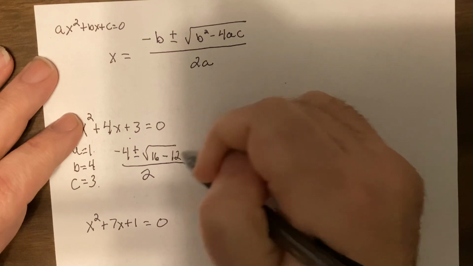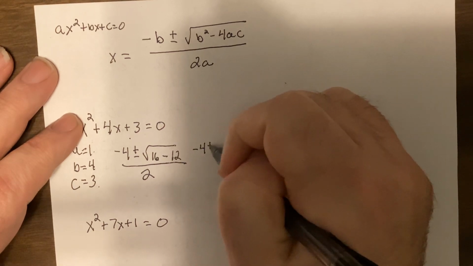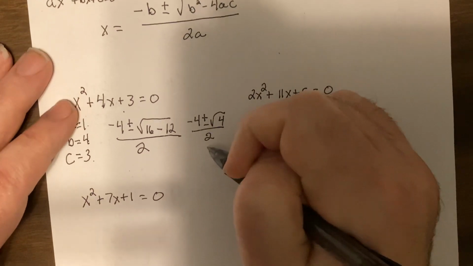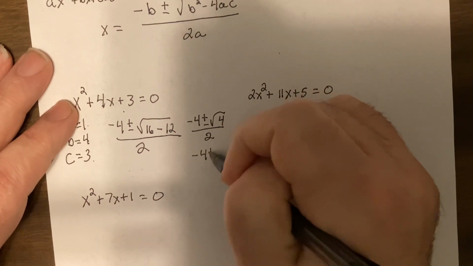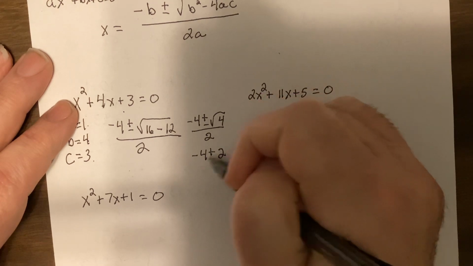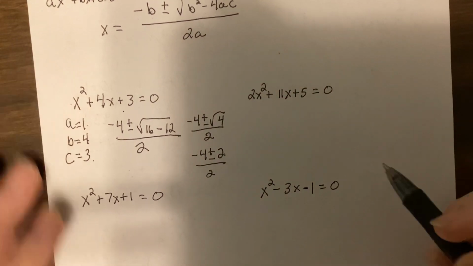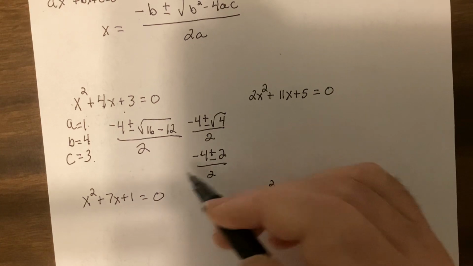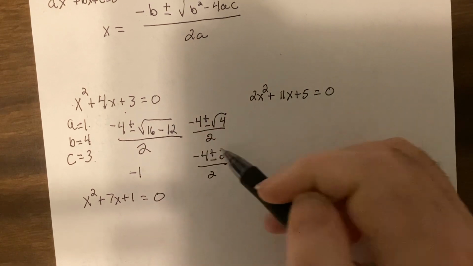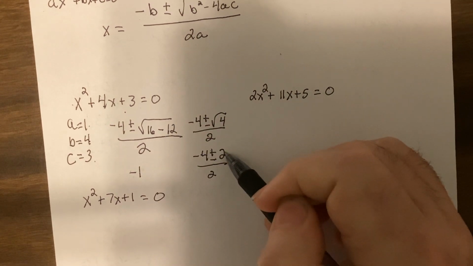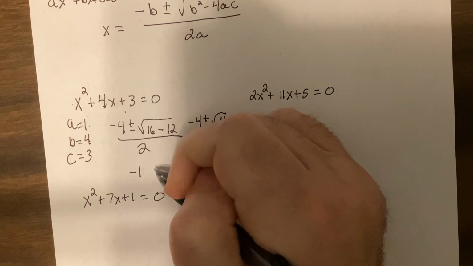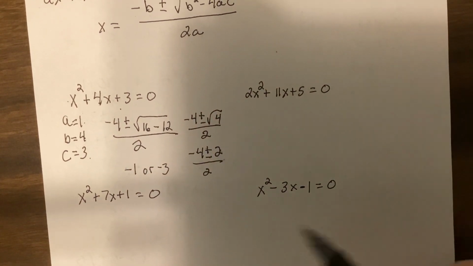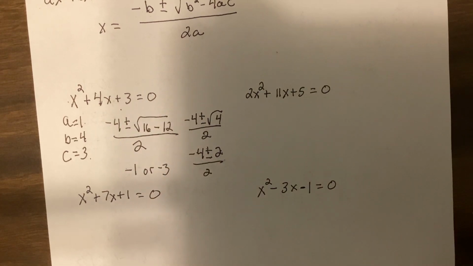So we simplify this, negative 4 plus or minus the square root of 4 over 2. So it'd be negative 4 plus or minus 2 over 2, since the square root of 4 is 2. So we'd go negative 4 plus 2 is negative 2 divided by 2 is negative 1. Negative 4 minus 2 is negative 6 divided by 2 is negative 3. Now, whenever you get nice answers, that means the original problem could have been factored.